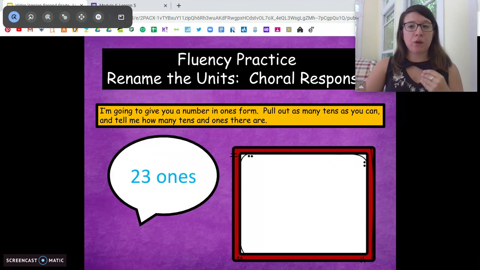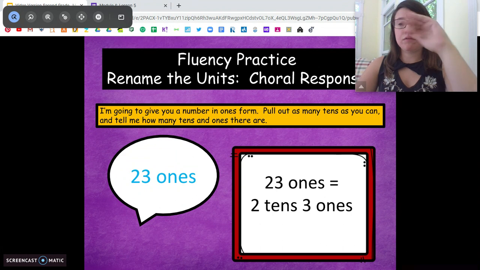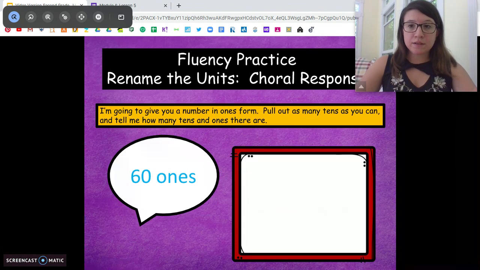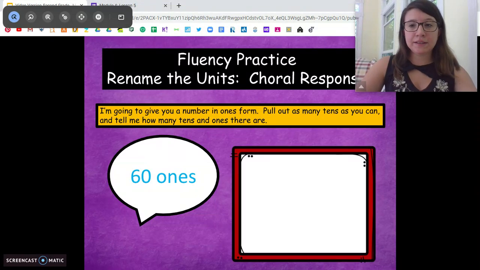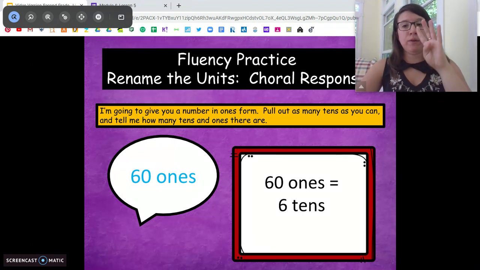23 1s. Pull out how many 10s and then tell me the extra 1s. How would we say that? 2 10s, 3 1s. Awesome job. All right, let's keep going. 60 1s. How many 10s? How many 1s? 6 10s. Awesome. 10, 20, 30, 40, 50, 60.